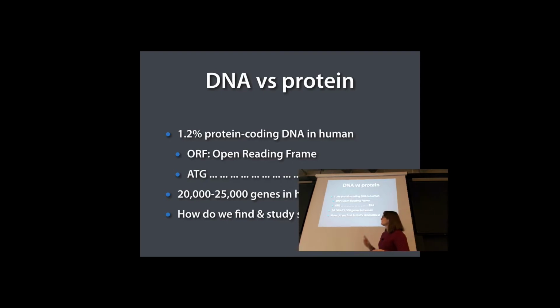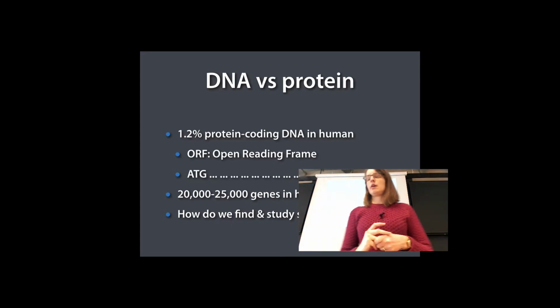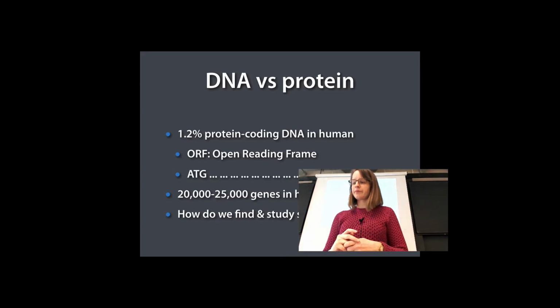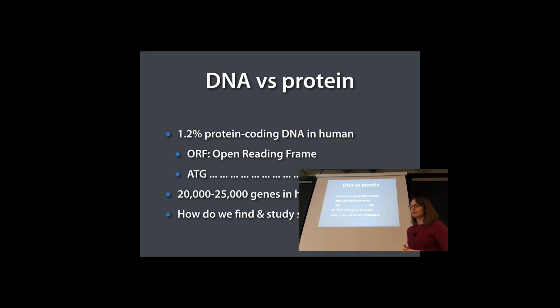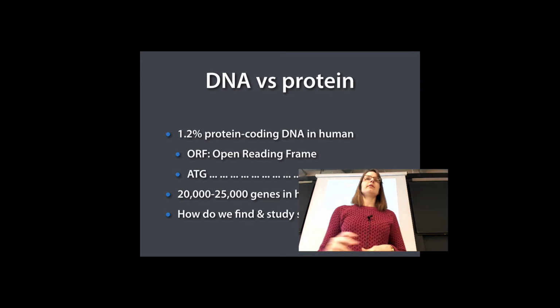In humans, we have about 20 to 25,000 genes, which is not a huge number. And protein bioinformatics is about finding these sequences, comparing them, and understanding how they're important for function and biology.